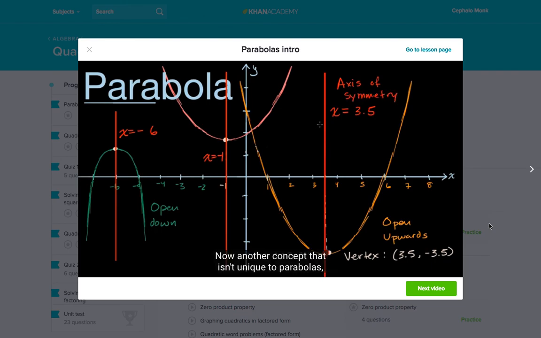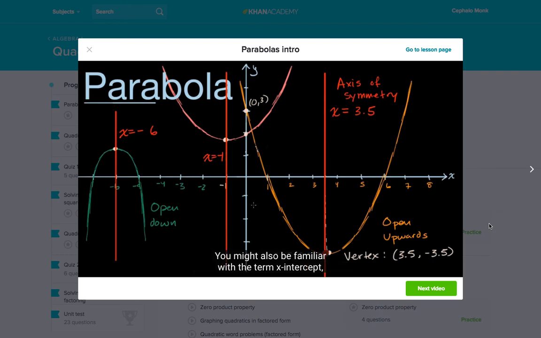Now, another concept that isn't unique to parabolas, but we'll talk a lot about in the context of parabolas, are intercepts. You saw this when you first graphed lines. They're saying, where does the curve intercept or intersect the y-axis? So the y-intercept of this yellow parabola would be right there. It looks like it's the point (0, 3). The y-intercept for the pink one is right over there. On this graph paper we don't see it, but it eventually will intersect the y-axis. It just will be way off of this screen.